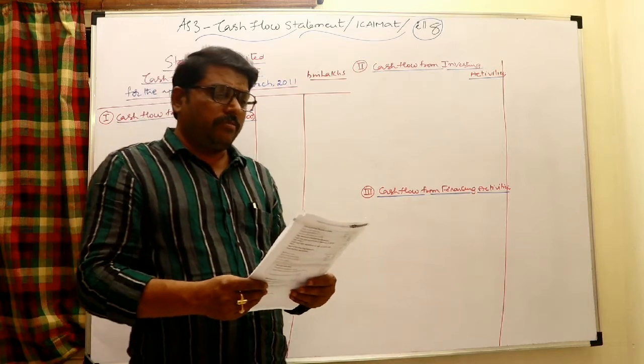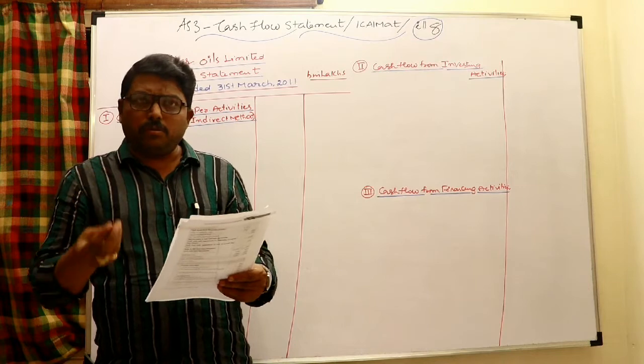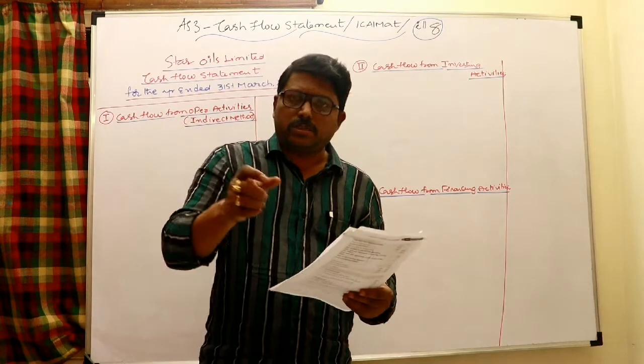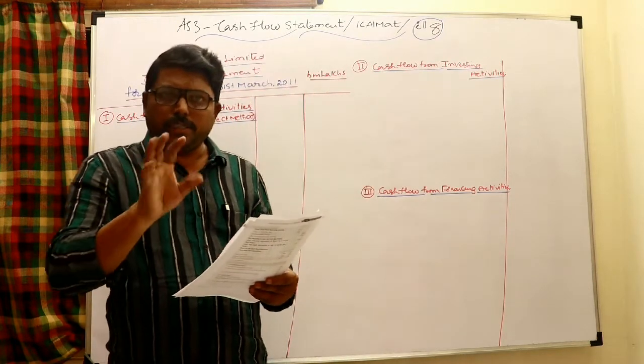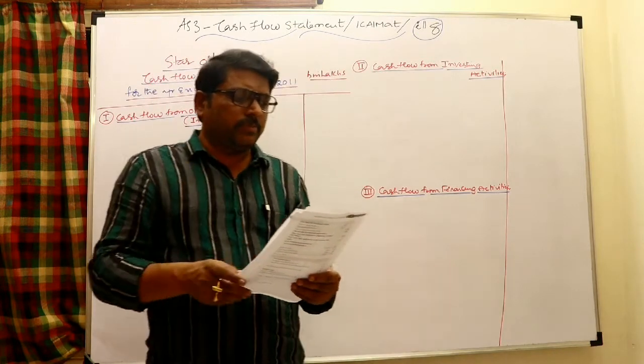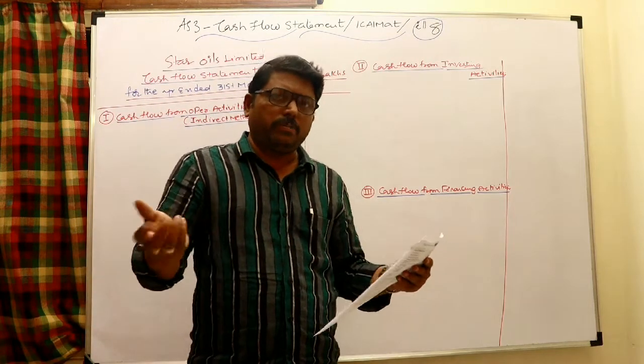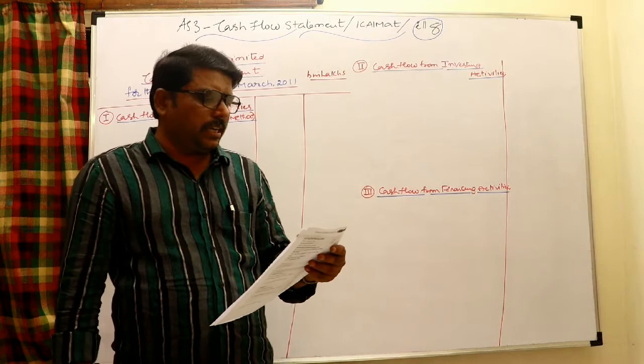Expenditure on construction of work in progress. So it is also capital expenditure. Some amount you spend on the construction, but it is still work in progress. So it is a capital expenditure, meaning purchase of asset. It is an investing activity. Proceeds from calls in arrears. Calls in arrears is nothing but part of share capital. So it is a financing activity.